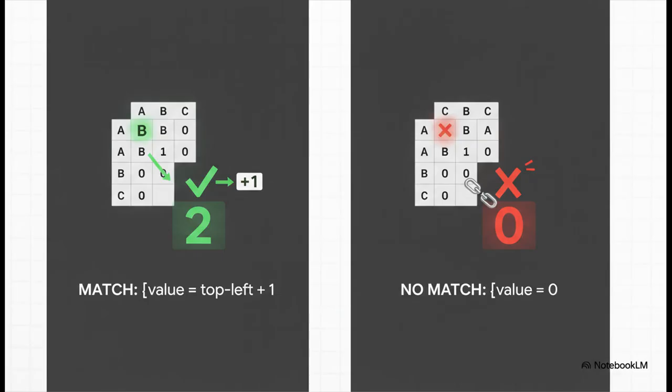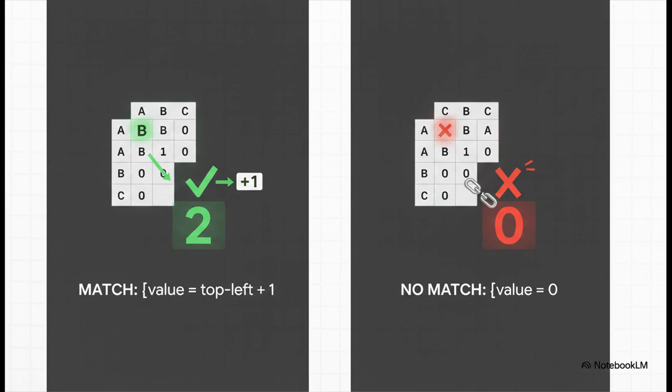Okay, so we set up a simple 2D grid. We put one string along the top and the other one down the side. Now, every single cell in this grid is going to represent a subproblem. It's going to store the length of the common substring that ends right at that specific character combination. So, as we fill this table out, the rule is dead simple.